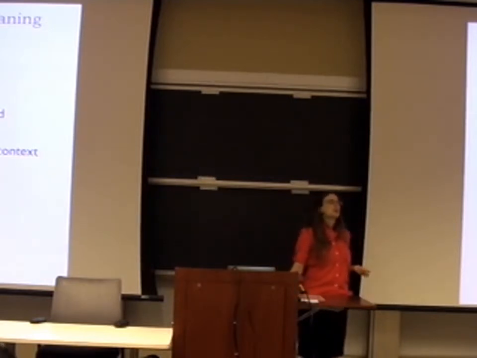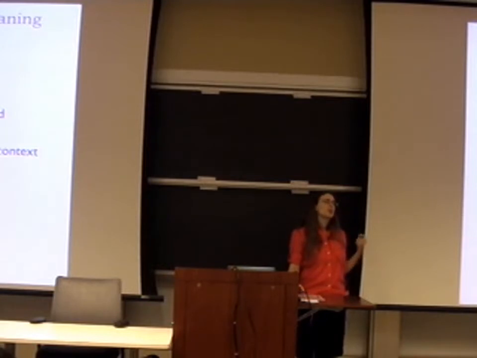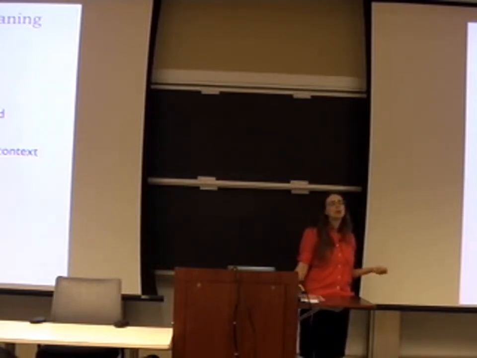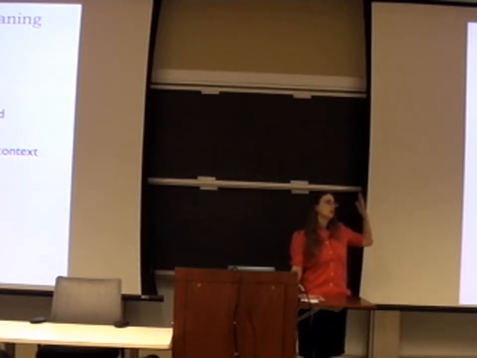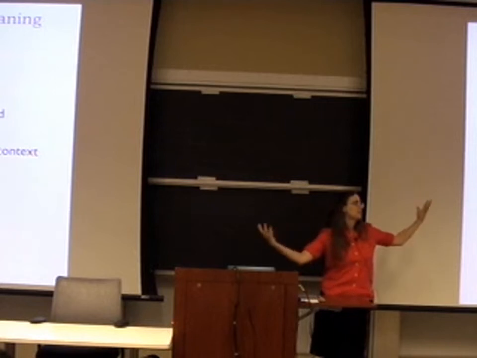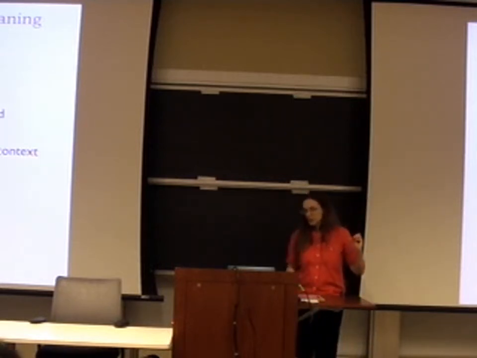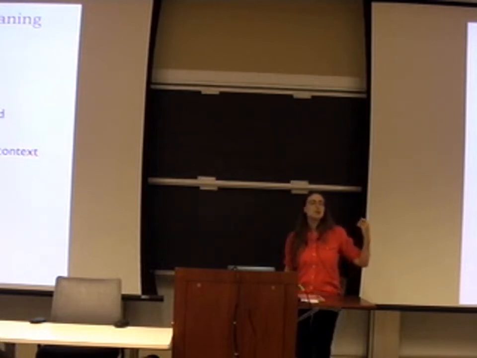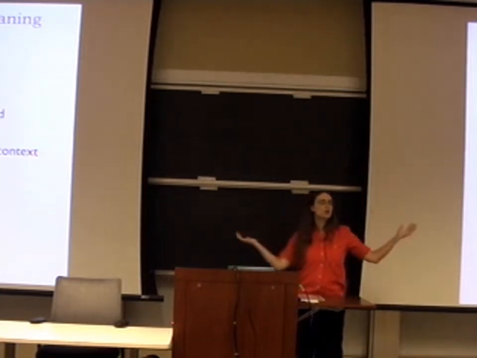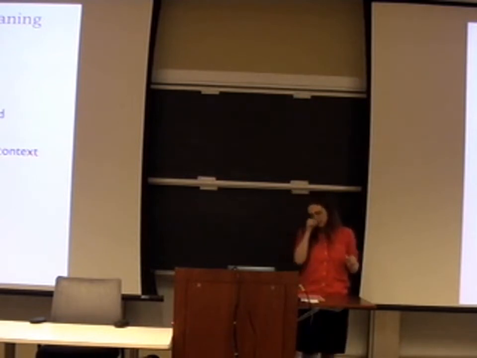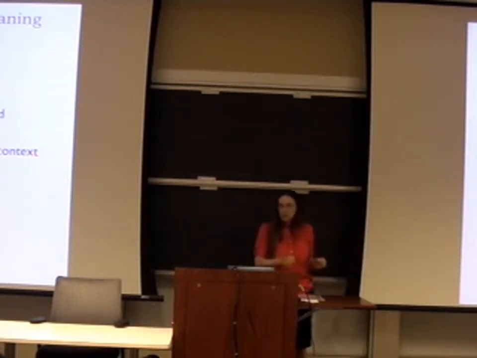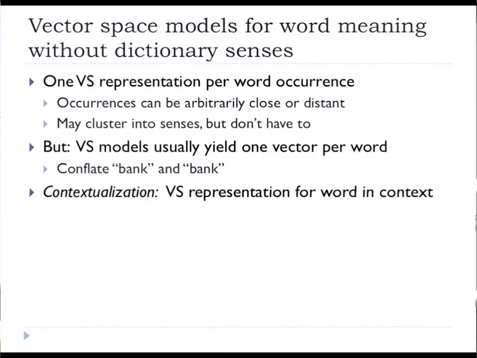One problem with that: if you compute your vector space model of a corpus, what you get is one point in space per word, which would conflate the financial and the riverside sense of bank, rather than one point per occurrence. So we need to compute somehow a representation for each occurrence if we only have a representation for the word as a whole. And this task has been called contextualization.